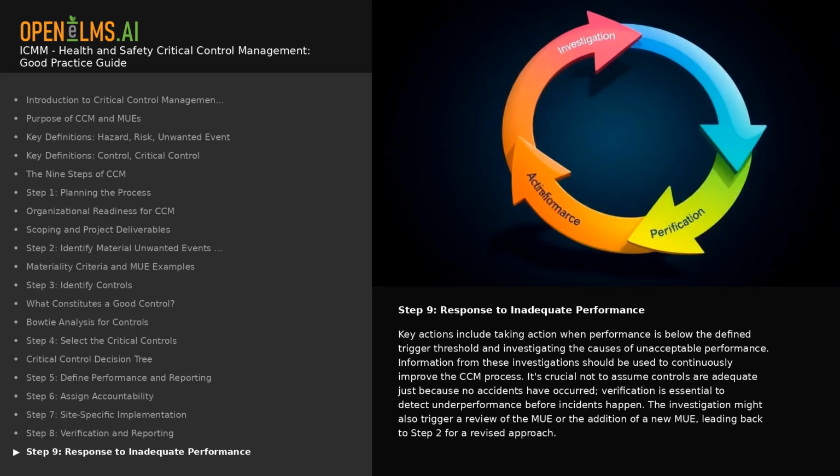Key actions include taking action when performance is below the defined trigger threshold and investigating the causes of unacceptable performance. Information from these investigations should be used to continuously improve the CCM process. It's crucial not to assume controls are adequate just because no accidents have occurred. Verification is essential to detect underperformance before incidents happen. The investigation might also trigger a review of the MUE or the addition of a new MUE, leading back to Step 2 for a revised approach.